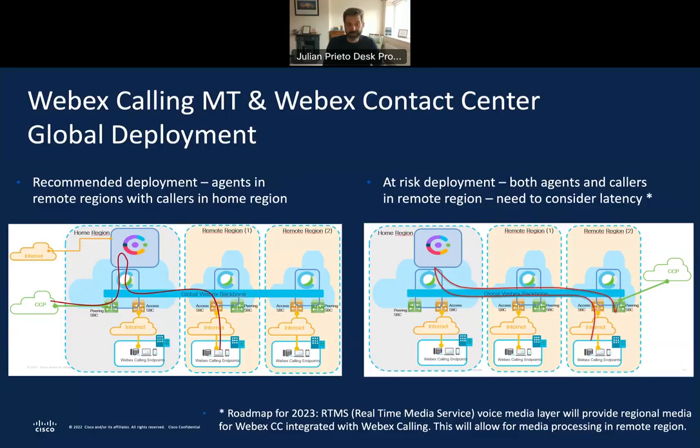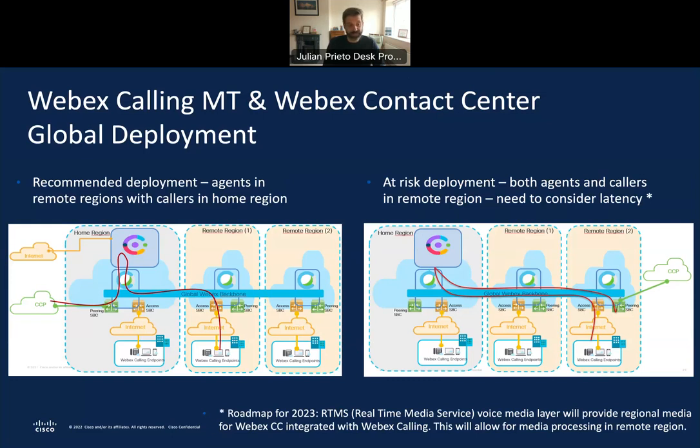For customers that want to have a global deployment where potentially there are going to be agents or inbound PSTN in other regions in the world, we need to consider what the impact is going to be on media latency. A recommended deployment, which is the one on the left, is where we potentially have contact center agents in remote regions, but the callers from the PSTN into the contact center are in the home region. In that case, we have callers coming in from cloud connected PSTN.